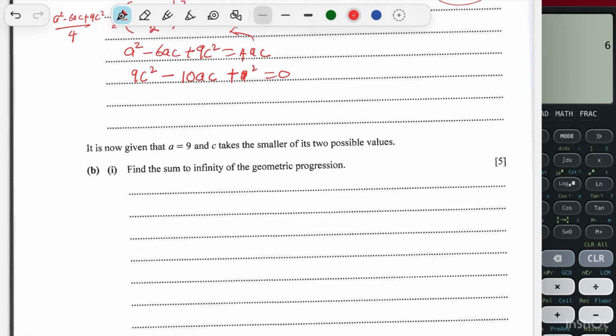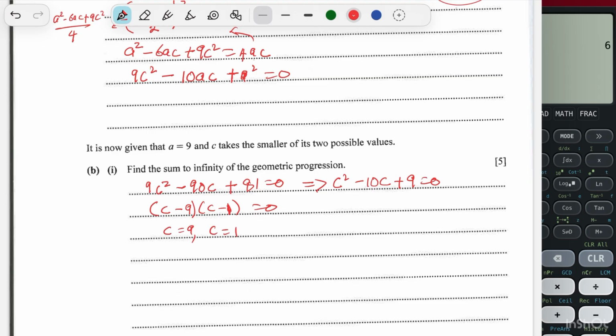So since A is 9, I will have 9c squared minus 10 times 9, which is 90c, plus 81 equal to 0. If you divide this by 9, 9 times 9 is 81, it becomes c squared minus 10c plus 9 equal to 0. When you use your calculator, this will be (c minus 9)(c minus 1), so my c is 9 and my c is 1.